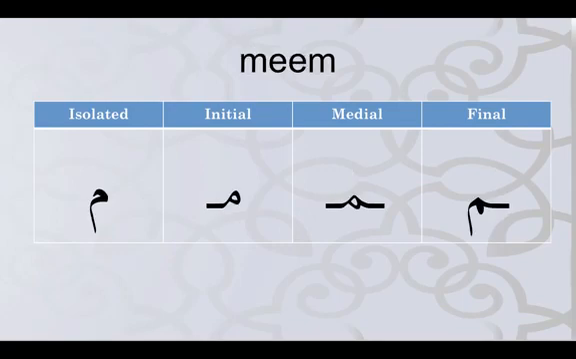Next is the letter meem. Also, its four forms are different from one another. You've already learned the one on the left, which is the isolated form. Then the initial, medial, and final forms.